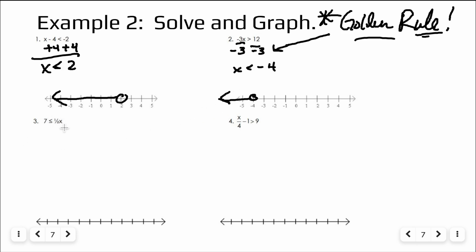So 7 is less than or equal to 1/2 x. I'm going to have to multiply by the reciprocal, by 2 over 1.